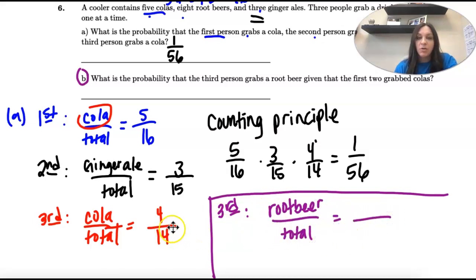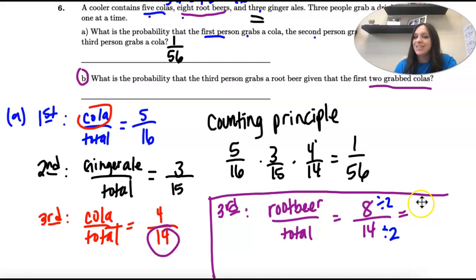Okay, well look at our total for third. If 2 people have already gone, our total's down to 14. But the first 2 took colas. No one's taken a root beer. So how many root beer? There's still 8 in there. Okay, and then we're going to reduce this. So these both divide by 2. I'm just going to do it without decimals this time. So there's a 4 in 7 chance that this scenario could happen.